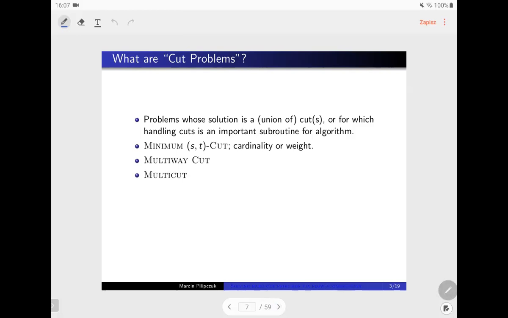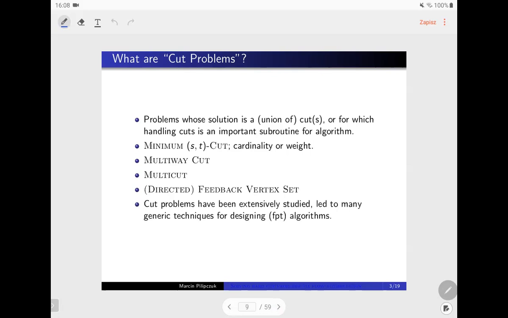But there's also the more general thing, when there are some terminal pairs you want to separate, called multicut. But we also want to include some problems which are not really separating terminals from each other, but are about cutting some objects in the graph, like cycles. So for example, the feedback vertex set problem. The cut problems were very extensively studied in the last probably 15 years in parameterized complexity, and we have got a lot of techniques. It turned out that many of these problems are actually tractable, but it requires quite a lot of work to get an FPT algorithm for them.